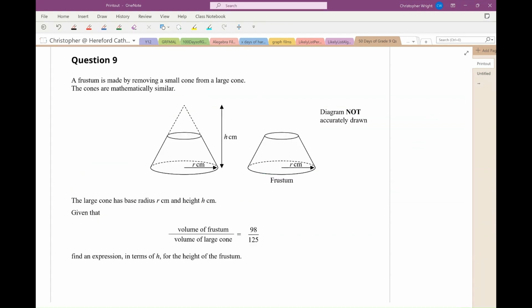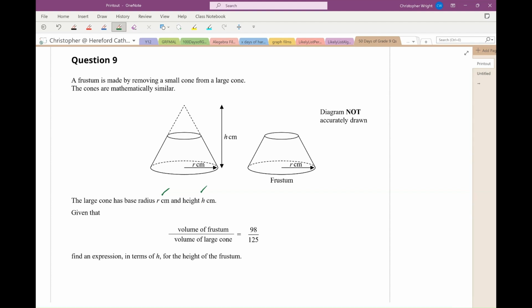Question 9. A frustum is made by removing a small cone from a large cone. The cones are mathematically similar. I'm just looking at the picture here and taking it on board. The large cone has a base radius of r and a height h, as mentioned there. Given that the volume of the frustum is 98/125ths of the volume of the large cone.